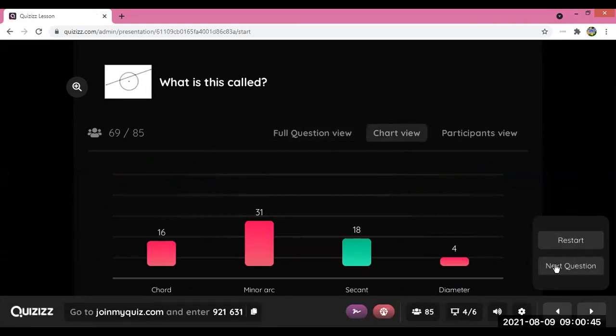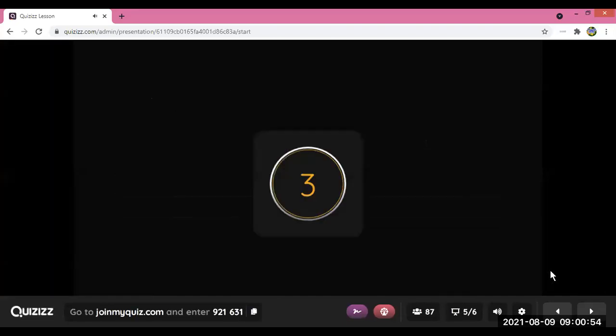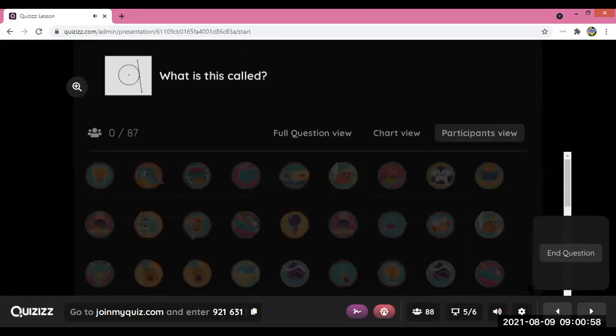Okay, just check, students. This is called a secant. Okay, this is a secant. It's not a chord. It's not a diameter. It's not a minor arc. That's a secant. Okay, another question from your earlier class.